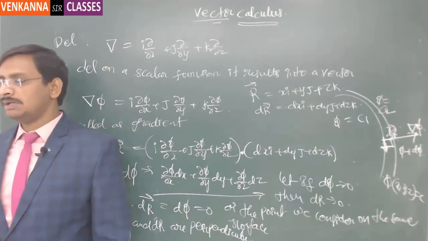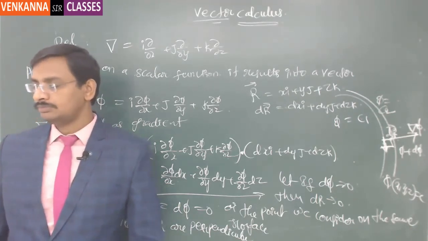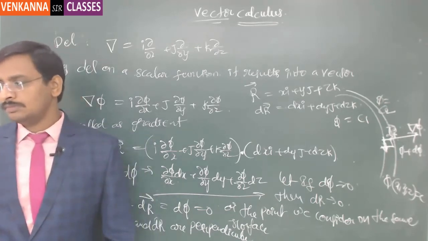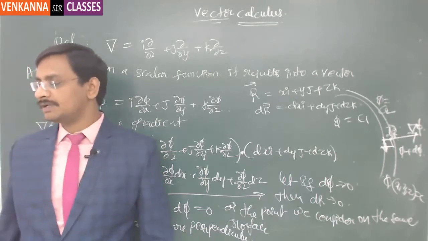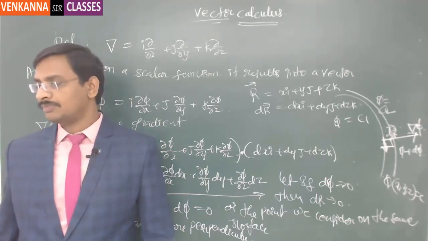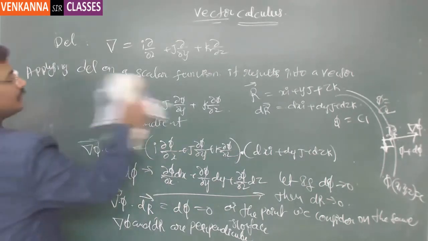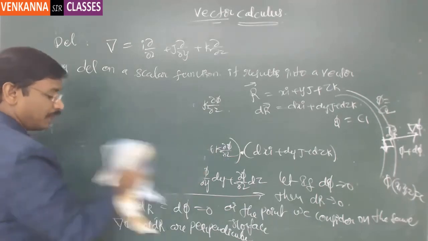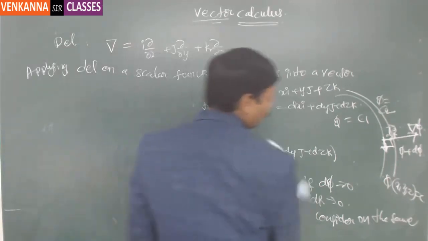Others, other than Anjali, anybody else? Any questions? Because this is one of the very important concepts while finding out the surface integrals. Great. So del phi is nothing but a vector which is perpendicular to the surface. So del phi always will be a normal vector to the surface.